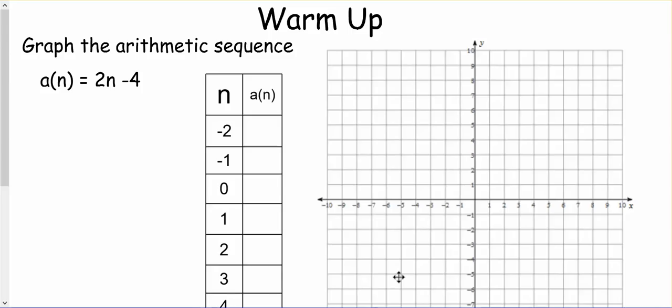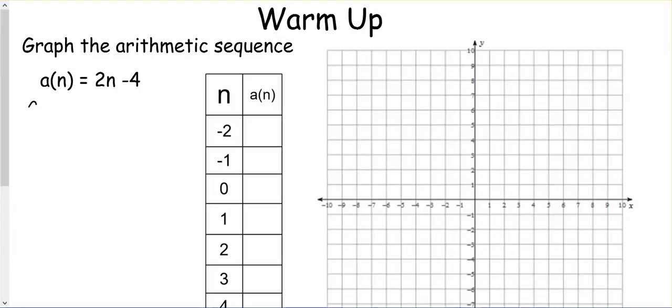This is lesson 23, recursive rules. Our warm-up is to graph the arithmetic sequence, and they're giving us the equation a of n equals 2n minus 4. So what we're going to do is just substitute in our values of n.